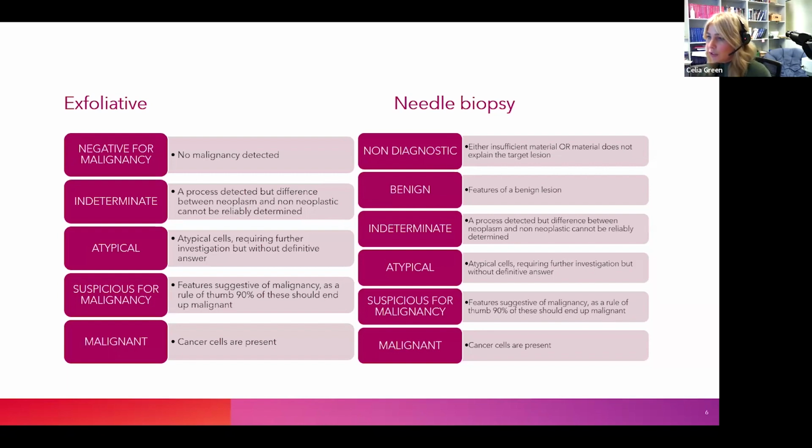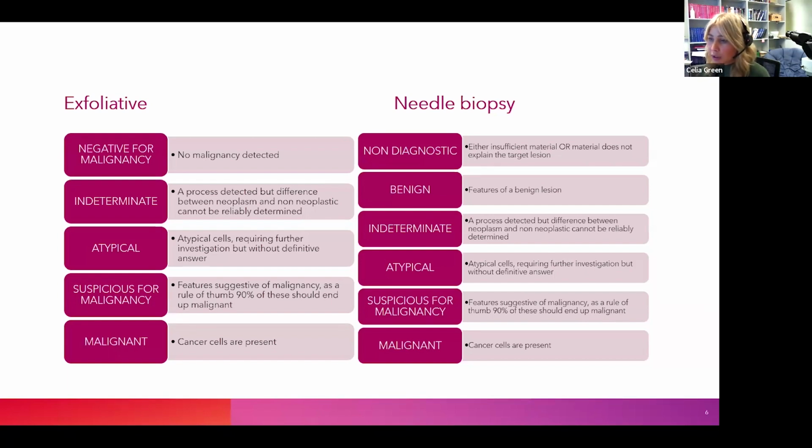And then there's indeterminate. What indeterminate should come down to is that we can see something that's there, but we don't know whether that represents a neoplastic process or a non-neoplastic process. So you have a process, but your differential includes tumor and non-tumor, so you can't call it something specific. Then we move on to atypical. That means that the atypical cells are there, but there's further investigation required, and we can't quite get to what the atypical cells represent.